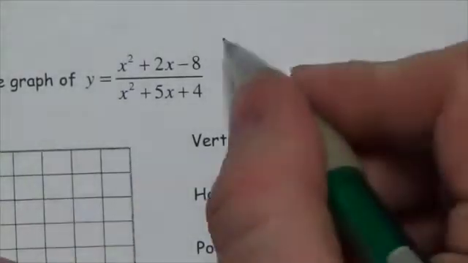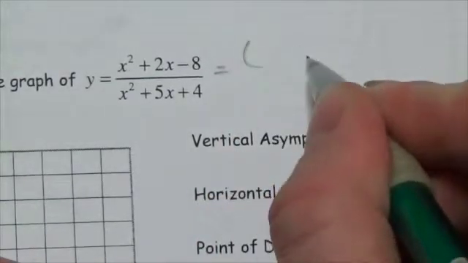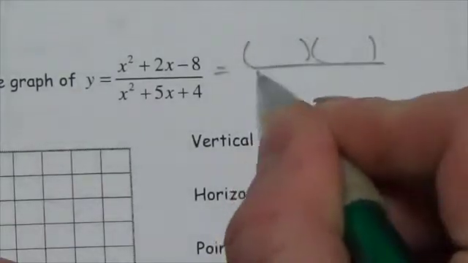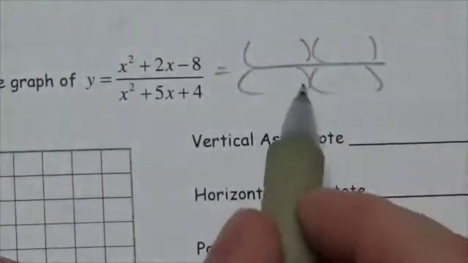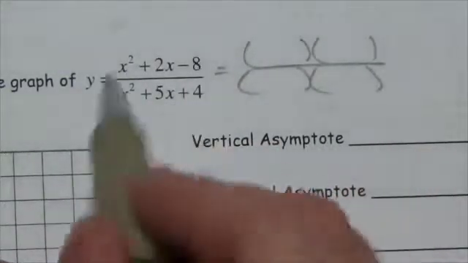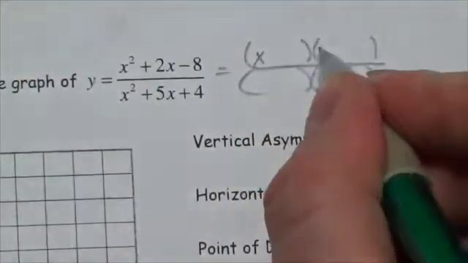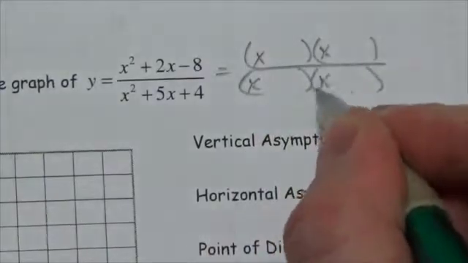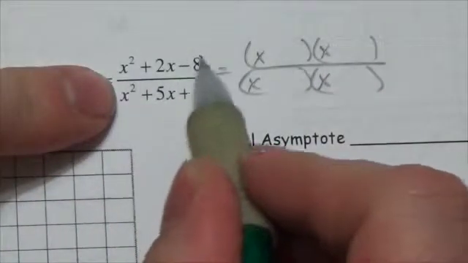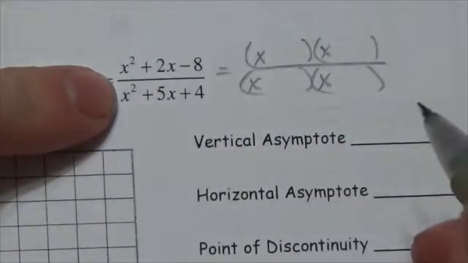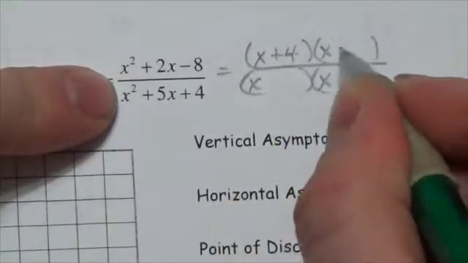Now, first thing we got to do is we got to factor this. So that is going to be, and I know it's going to be binomial times binomial over binomial times binomial, because this is a quadratic times a quadratic. I also know, based on the leading coefficients, this is going to be x and x, x and x. Okay, so factors of negative 8 that differ by positive 2, plus 4 minus 2.